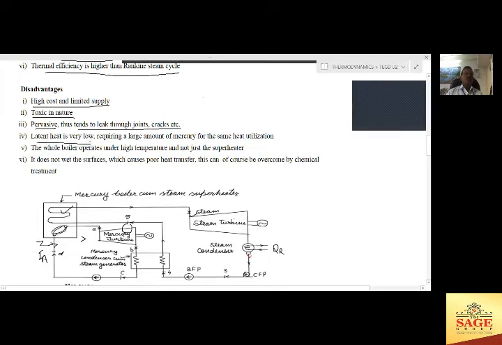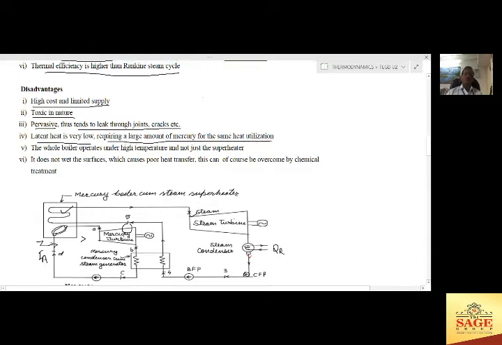Latent heat is very low, requiring a large amount of mercury for the same heat utilization. This is also not a good point, because it will require a large quantity of mercury because of the low value of latent heat.